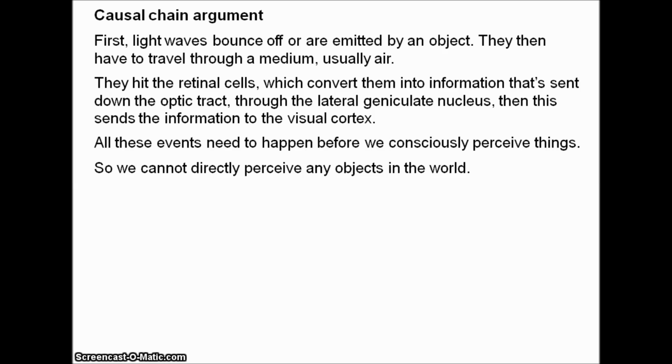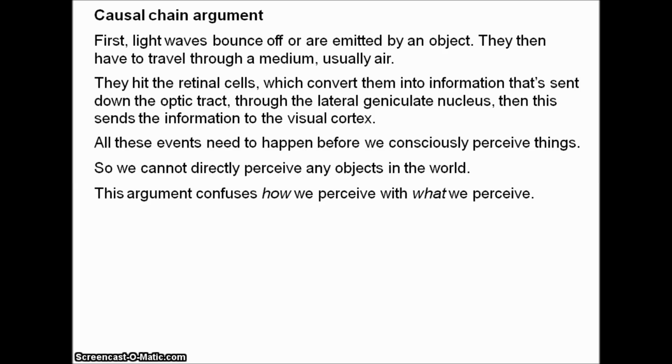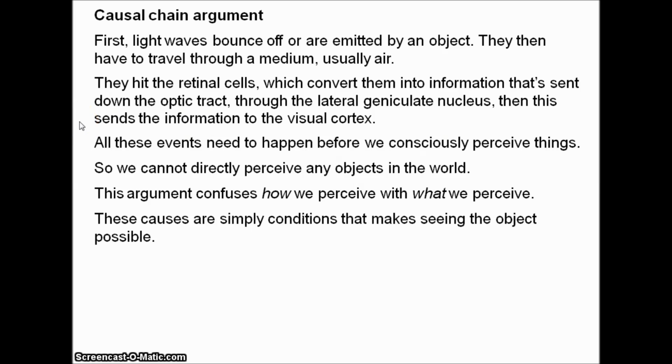Now, this argument seems to be quite popular these days. I think it rests on a straightforward and obvious confusion. It confuses how we perceive with what we perceive. These causes that I mentioned, all these complex causes, are simply conditions that make seeing the object possible. The object causes us to see it, but it alone is not causally sufficient. We also need the right light, open eyes, correct functioning of the retina, and so on.